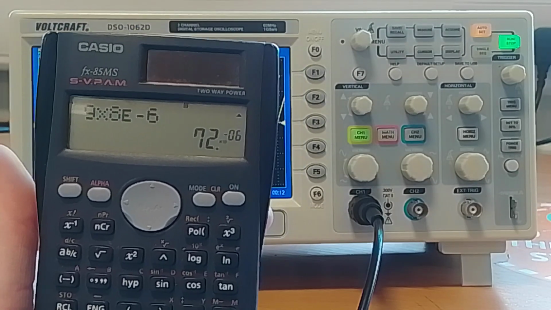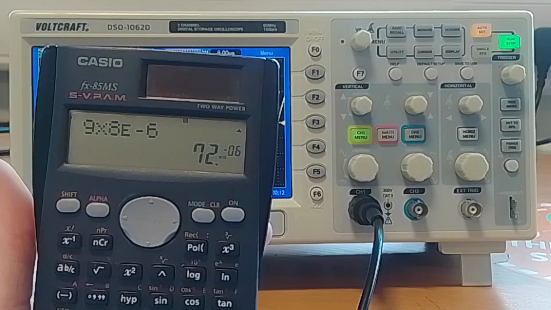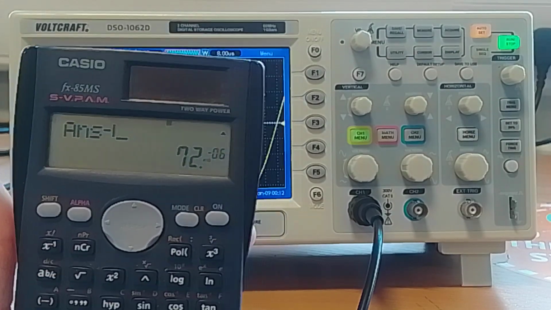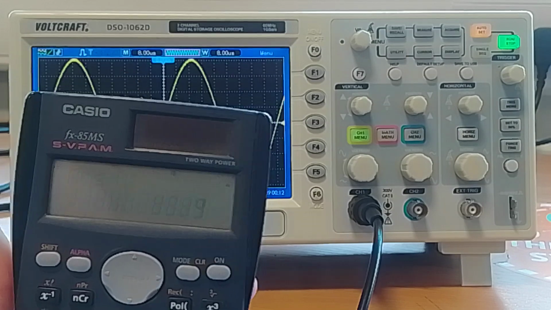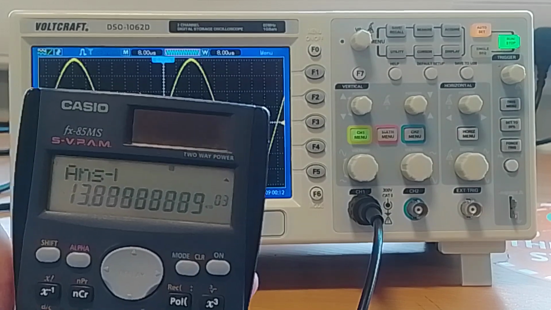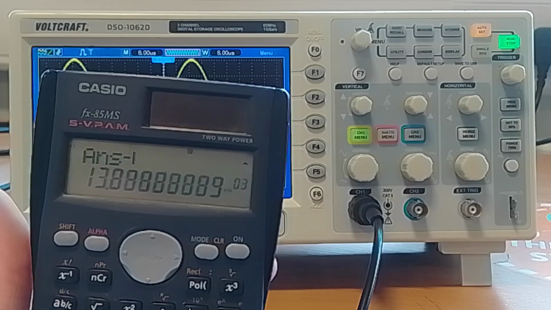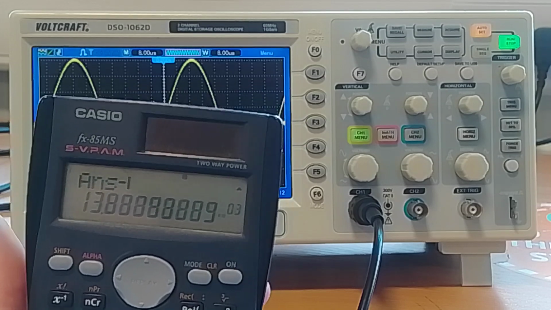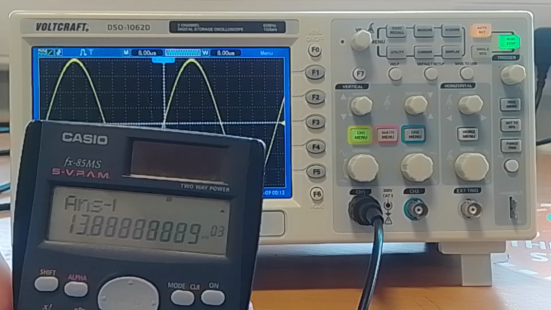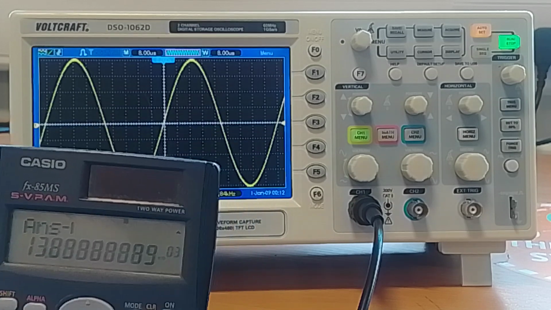And then to turn that into frequency, you do the reciprocal of it, or you do 1 divided by that, which is that wee button there. Which gets you, engineer that again, 13.89 rounded kilohertz. So 13.89 times 10 to the 3, which is kilohertz, or 13.89 thousand.